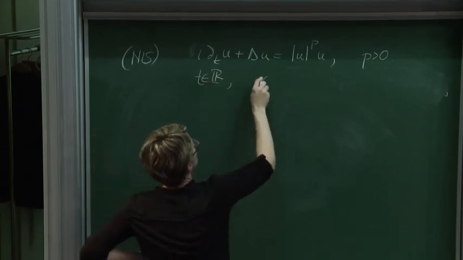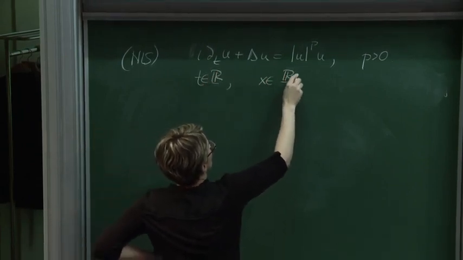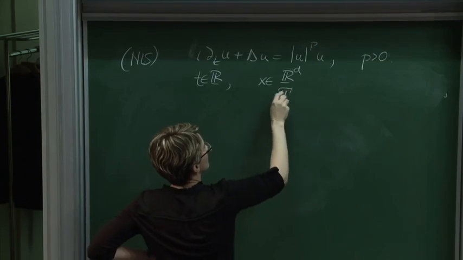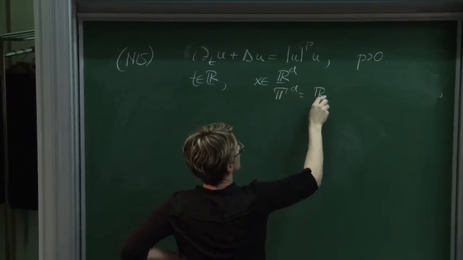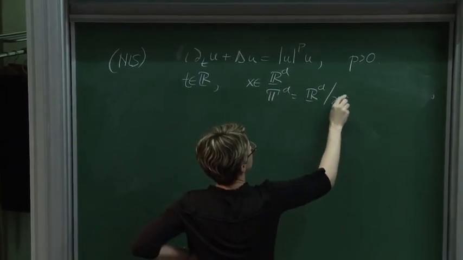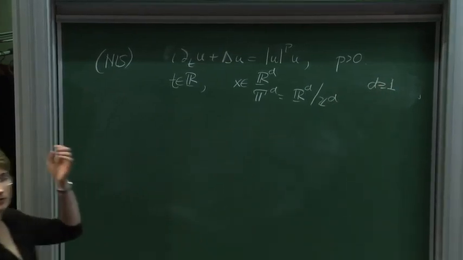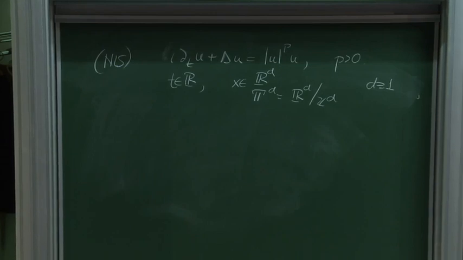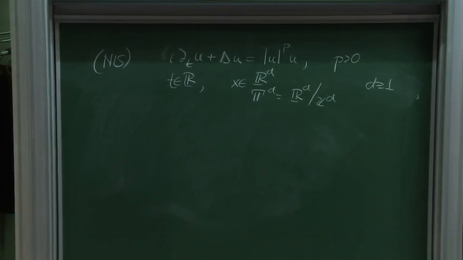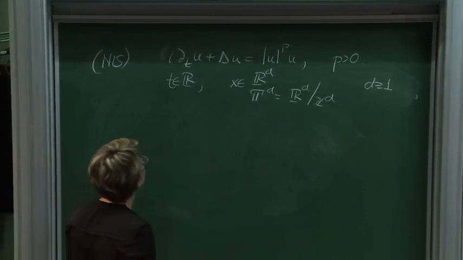Okay, but we can pose this equation either on Euclidean space or on the d-dimensional torus, right? This is R^d mod Z^d. And the dimension d is assumed to be bigger or equal to 1. Of course, you can pose NLS on other manifolds, but for us, this is enough for today. We're only going to consider these two cases.